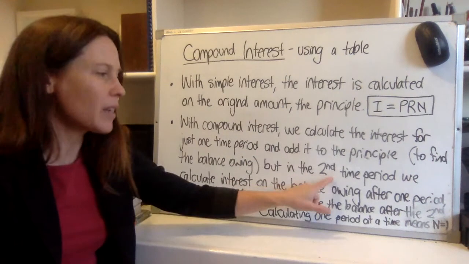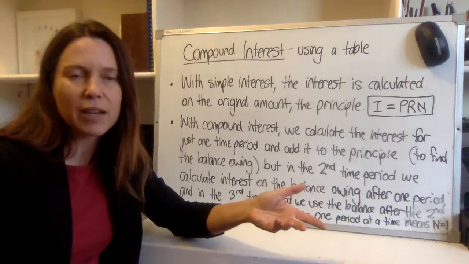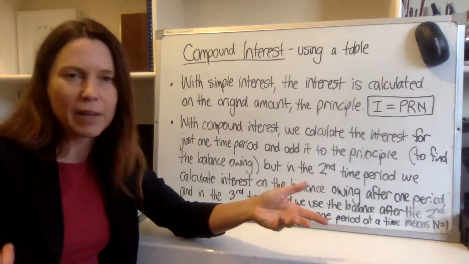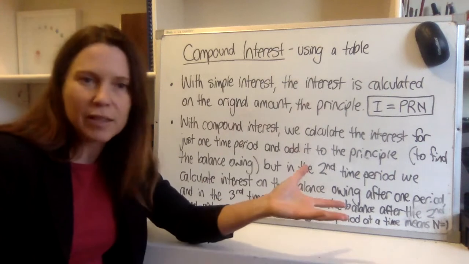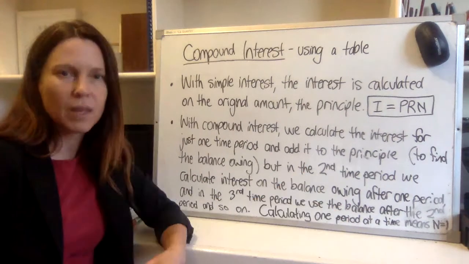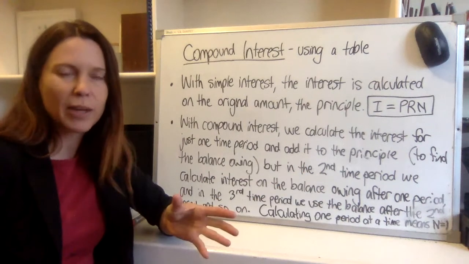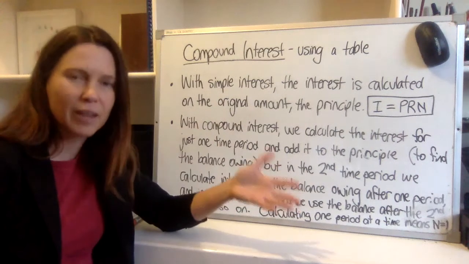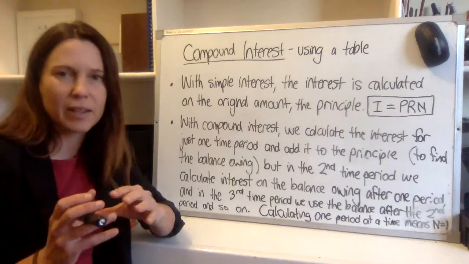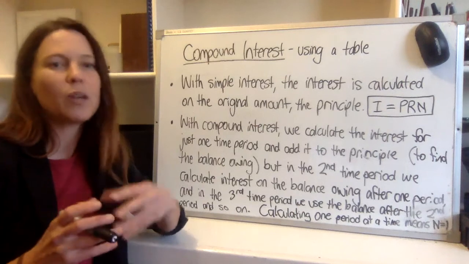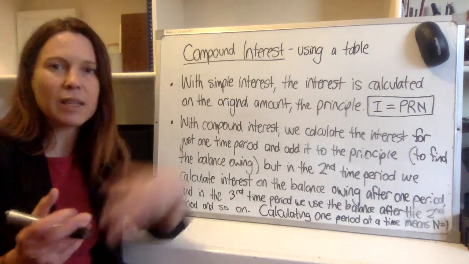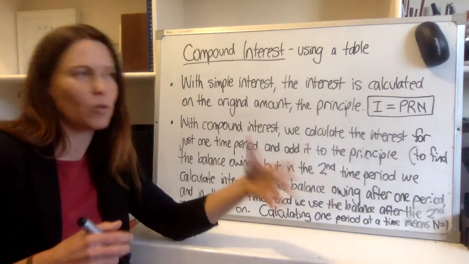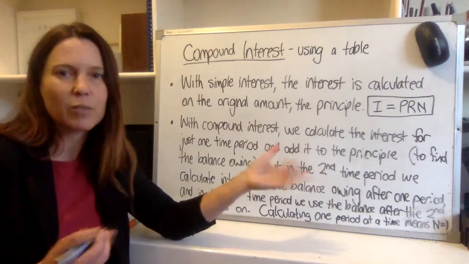But then in the second time period, instead of just calculating interest on the original amount that's borrowed in the beginning, we calculate interest on the balance that we owed at the end of the first period. We use the balance that was owing at the end of the first time period as the starting point, and we do it all over again. We work out the interest for a year, we add it to what we owed at the start of the year to see what we owe at the end of the year, or the time period, the week, month, whatever it is we're dealing with.